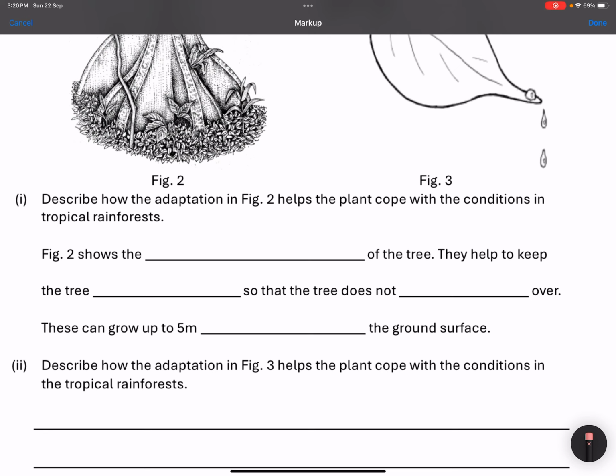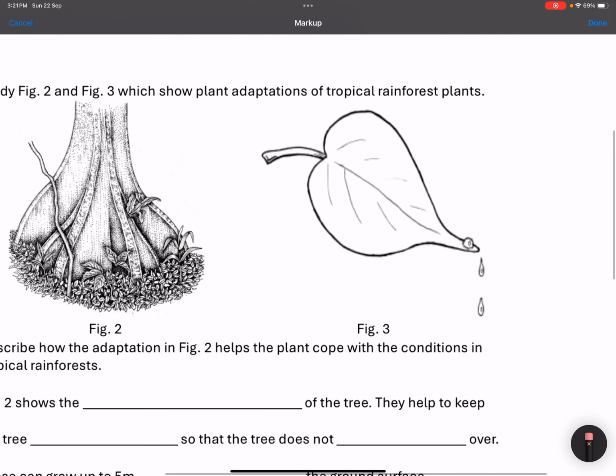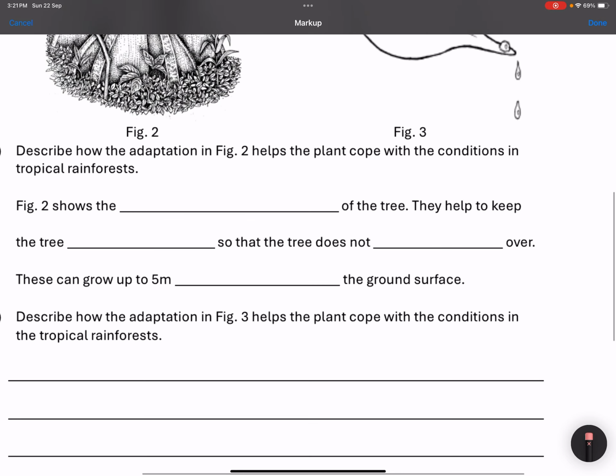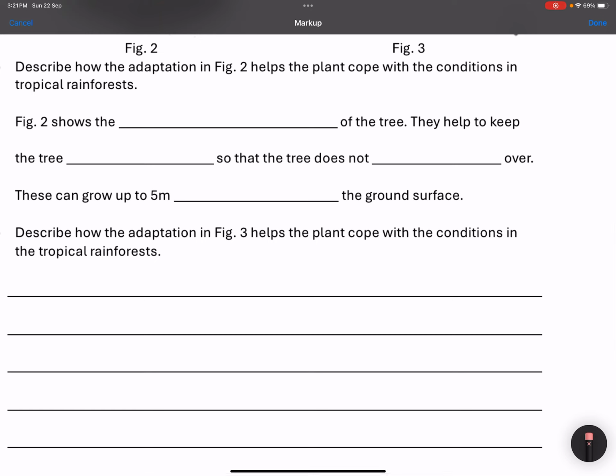So once again, it's a general description identifying what it is, giving us a general description of what the functionality of this adaptation is, in 1 or 2 sentences, depending on how detailed you want to be. Then of course, one other special detail that you may want to mention. The second part here, figure 3, is an adaptation of the leaf. If you look at it very carefully, it is a drip tip. So figure 3, what does it show? Tell me the term itself, then tell me what it does. What does the drip tip do in times of rain?